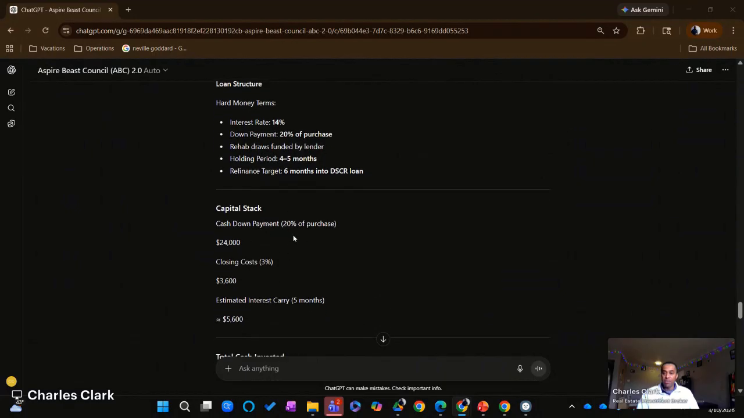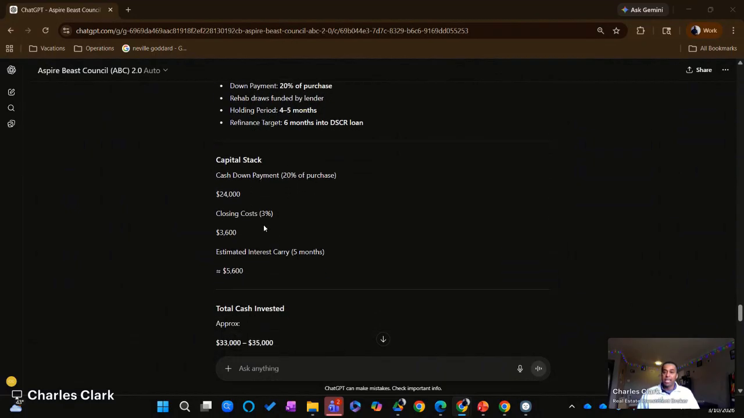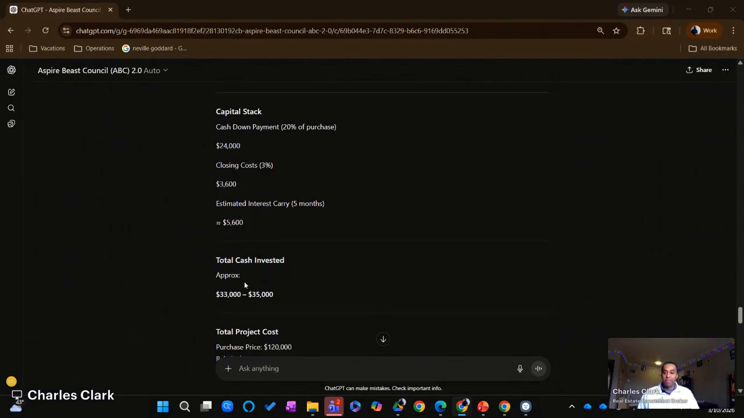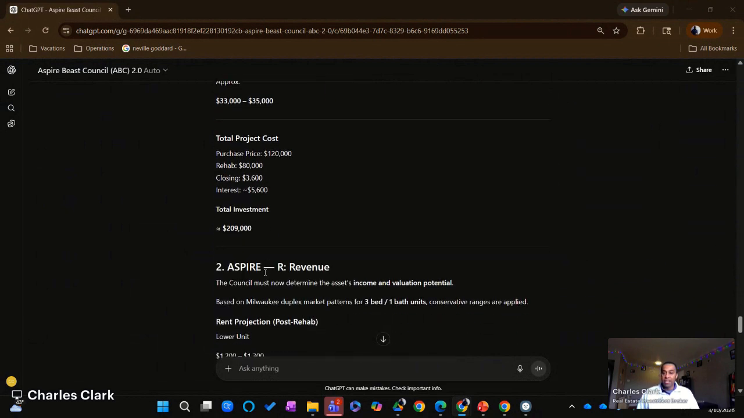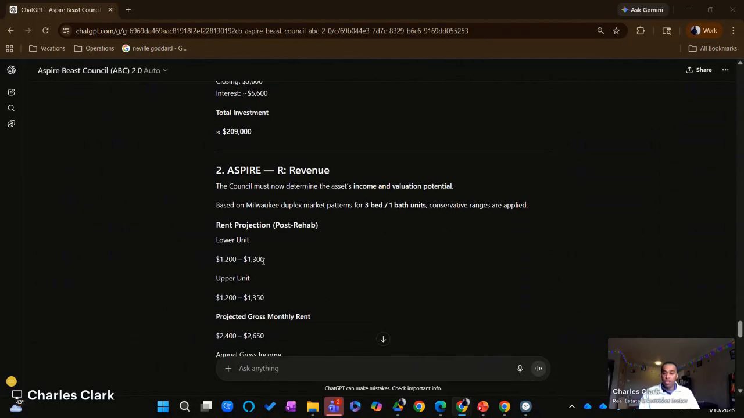So 24,000 was the down payment of the purchase. Closing costs, estimated interest carry. Now we have the total cash invested, approximately 33,035. Rehab 80,000. So total investment right now is 209,000. So the revenue, lower unit 1,200.